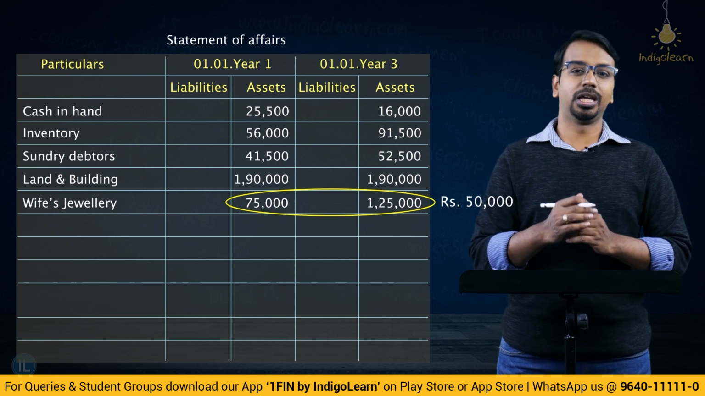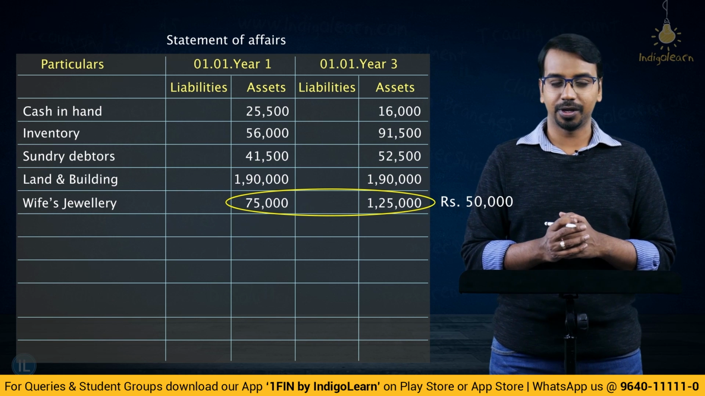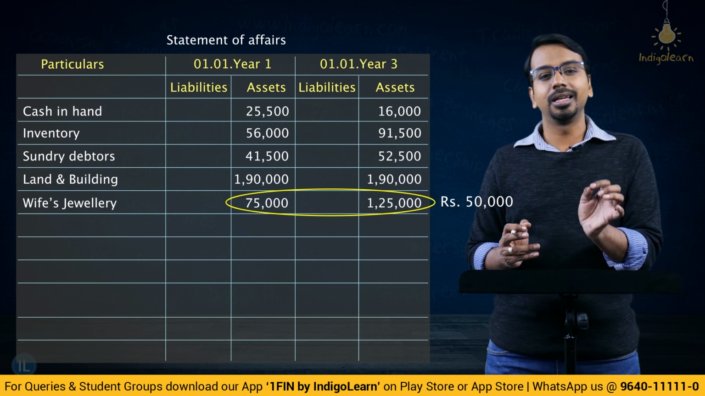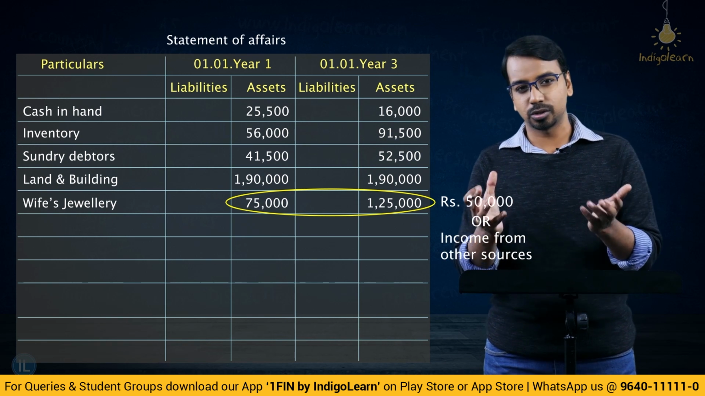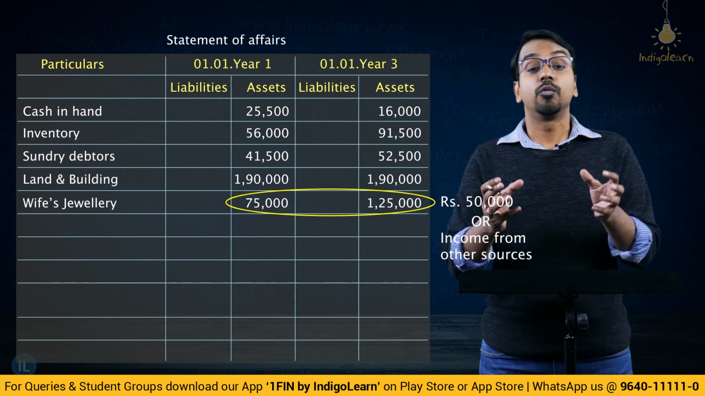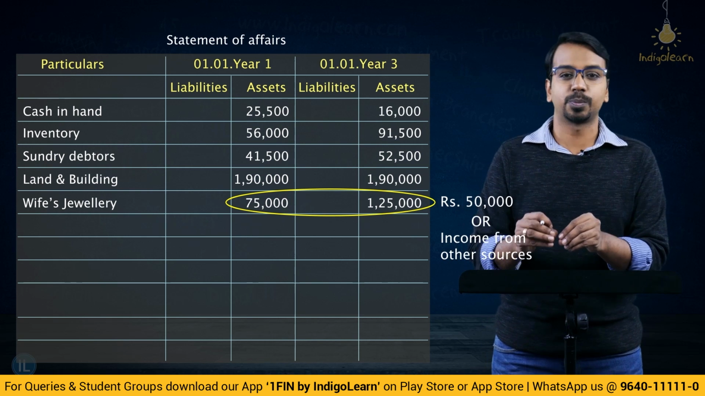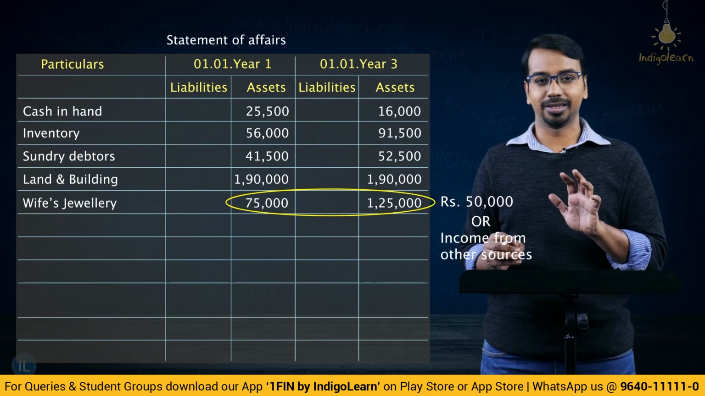The other way to deal with this is, don't consider wife's jewelry in this particular statement of affairs and just consider the increase in jewelry value to be some income from some other sources. That is also valid, but since we are not only computing the income from business, we are computing total income of this person, so we can very well consider it to be part of our assets, right?